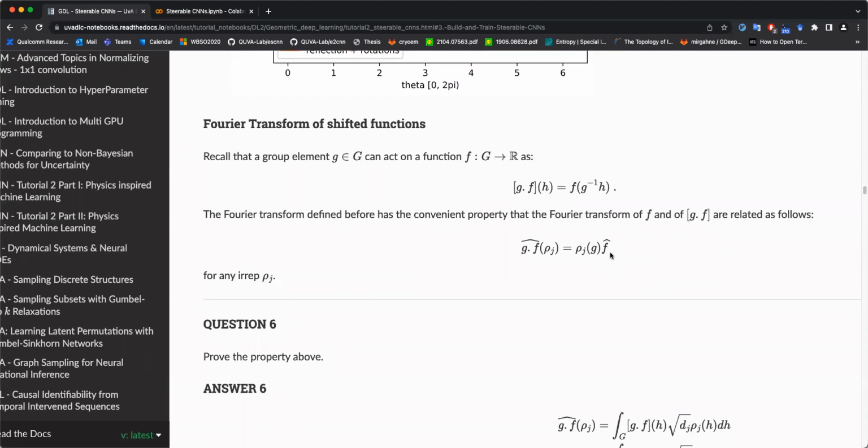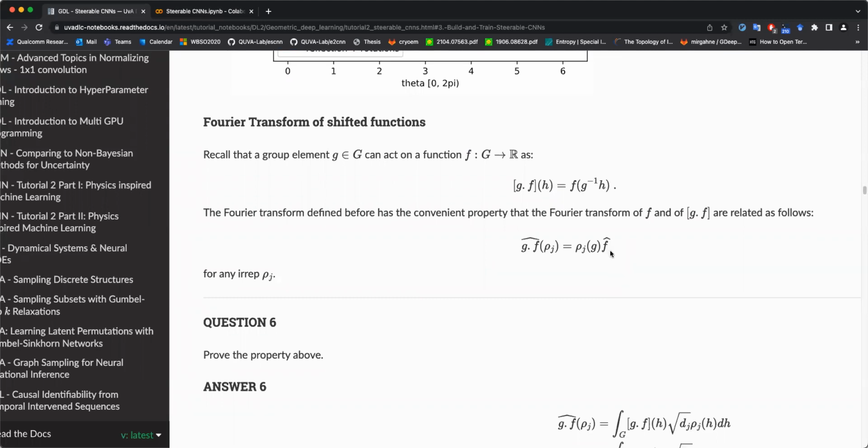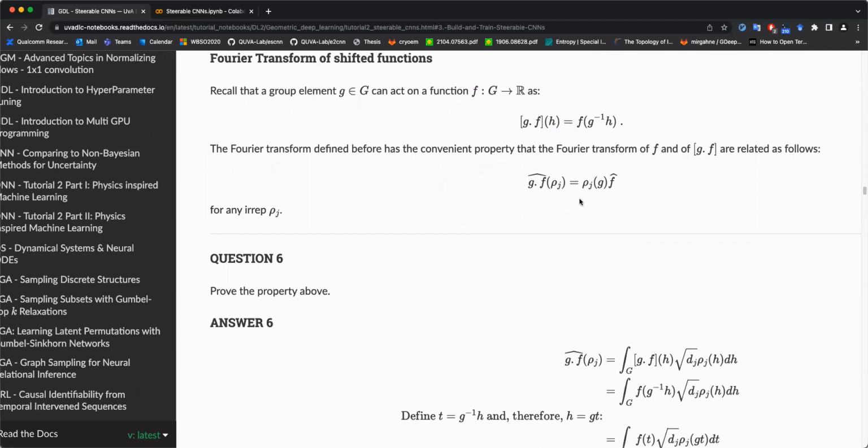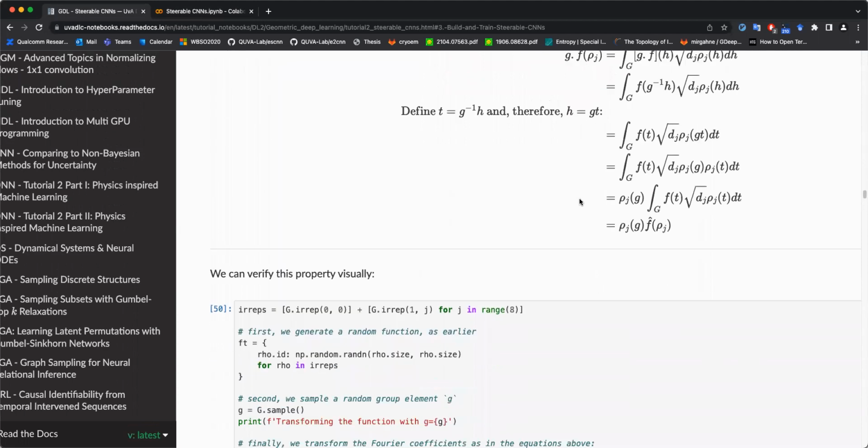This is missing a row of J. It's a typo. Sorry for that. This is something you should prove at home. It's not too complex. But for today, you can trust me.